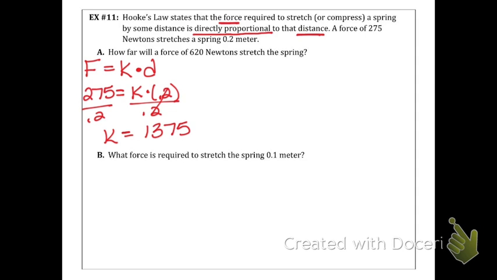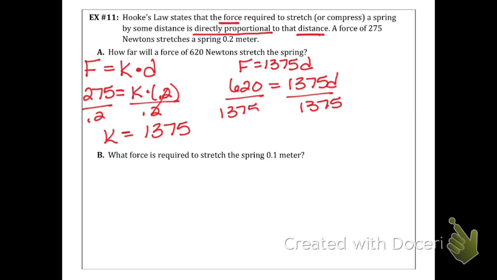Now, A does say how far will a force of 620 newtons stretch the spring. So we know our equation now is F equals 1375 D. Well, the force is 620, and so we want to solve for D. So divide by the 1375. And so D equals, I got 0.4509, and distance is measured in meters.